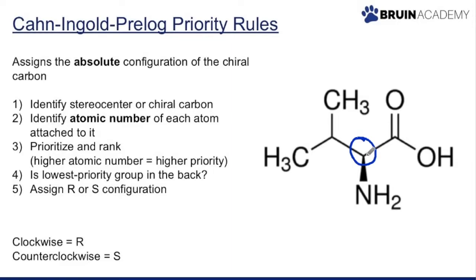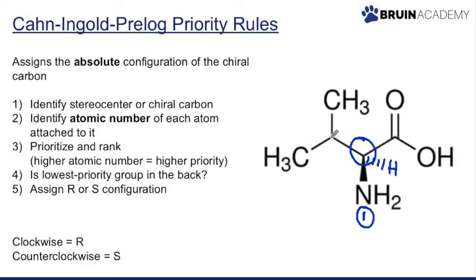So I'm going to take a look at the things that are directly attached to this chiral carbon first. So let's take a look at this one. So we have nitrogen here, a carbon here, and I'm going to draw this in, a hydrogen here. So don't forget that there's a hydrogen there. So out of the nitrogen, hydrogen, carbon, and carbon, I know that nitrogen has the highest atomic number at 7, so this will be assigned our number 1 priority.